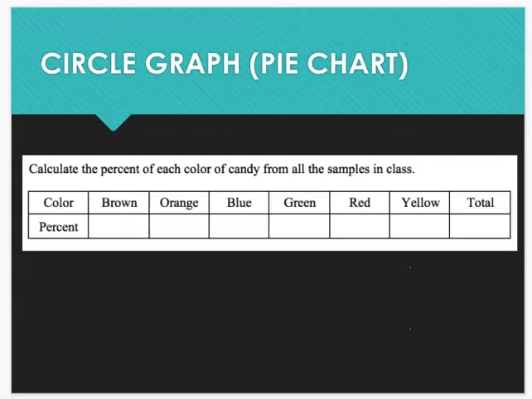The last thing you should do and enter it on your circle graph is calculate the percent of each color candy from all the samples in the class. So take how many brown everyone had in the class and divide it by the total number of M&Ms, and then make that a percentage. Do that for all of them, and then your total should be 100%. What you're going to do is compare that to actual data from the M&M Mars company that I will provide for you.